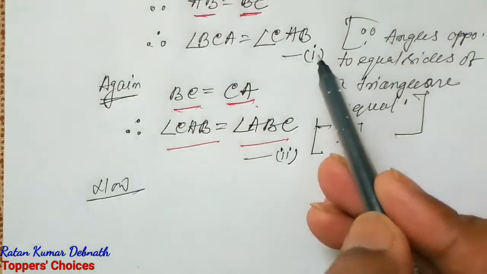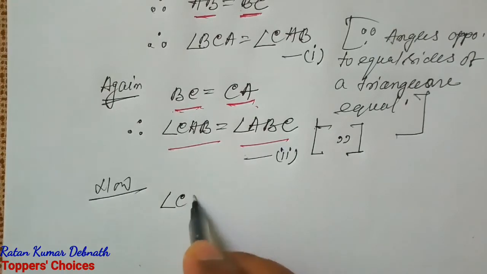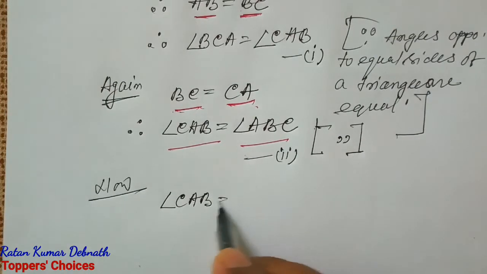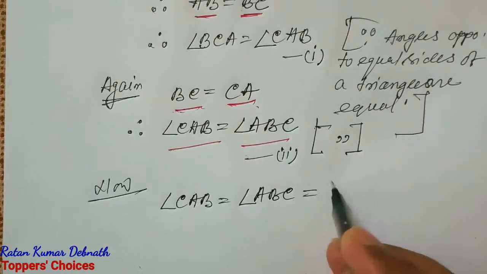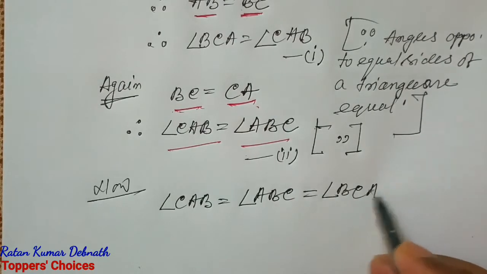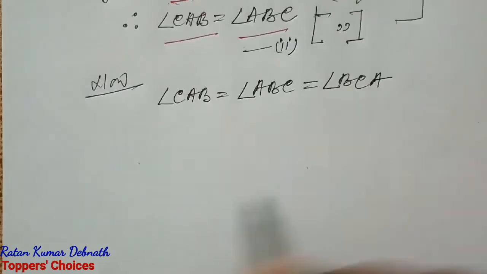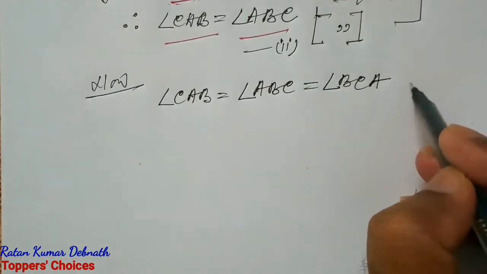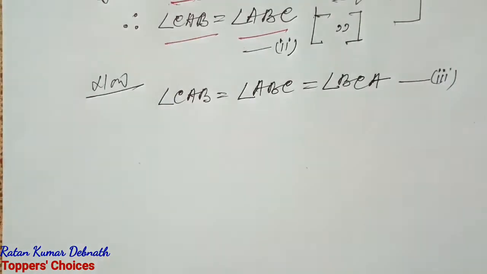Now from 1 and 2 we can say angle CAB equals to angle ABC equals to angle BCA. That is, all the angles of an equilateral triangle are equal. I mark this relation as 3.